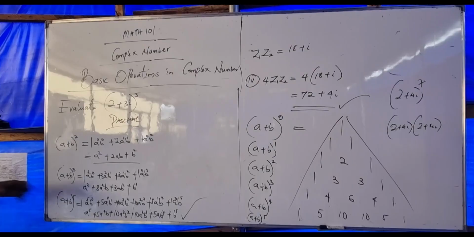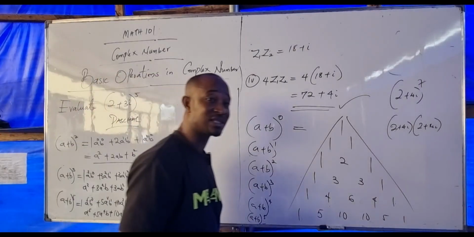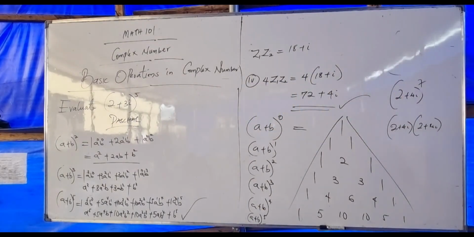You have to learn this because in your biology, there's a course called genetics. You will need this concept. They will tell you in a family of 20, what the probability of having a boy or a girl. You have to use binomial expansion.